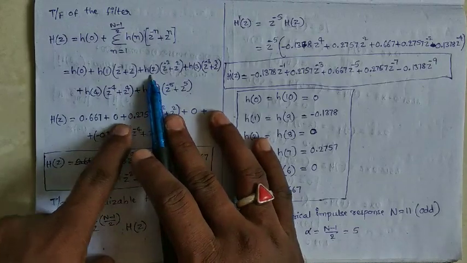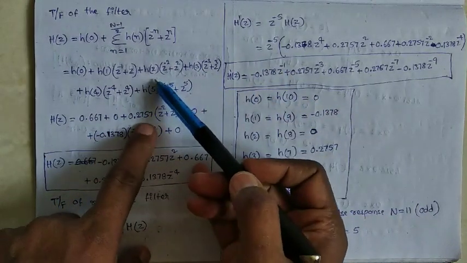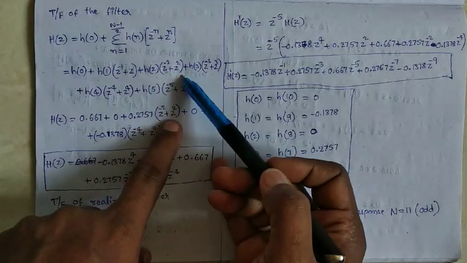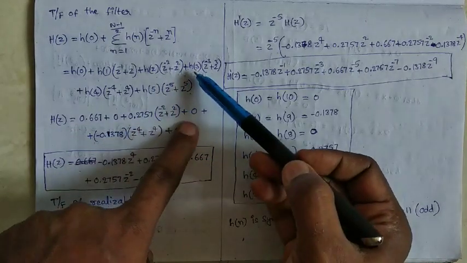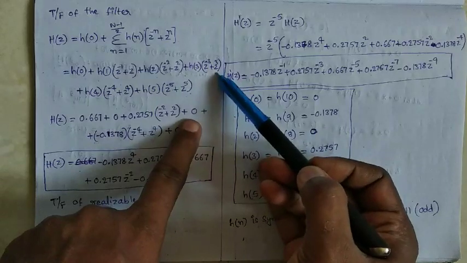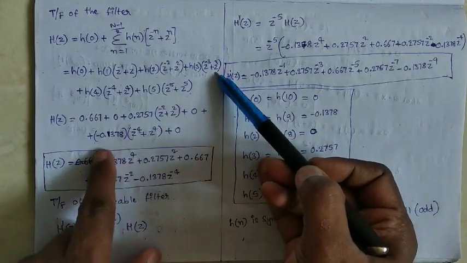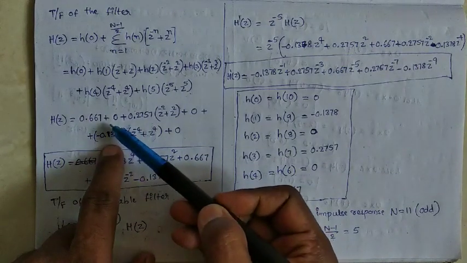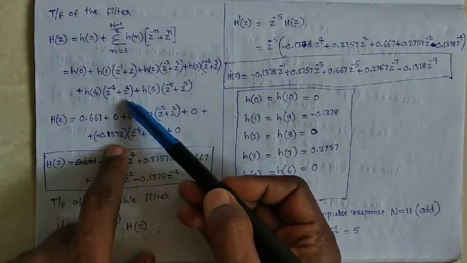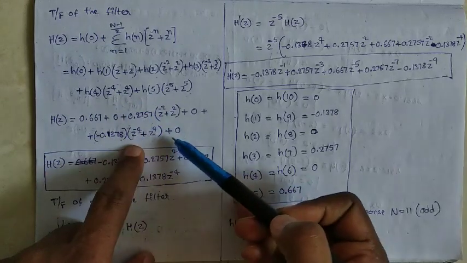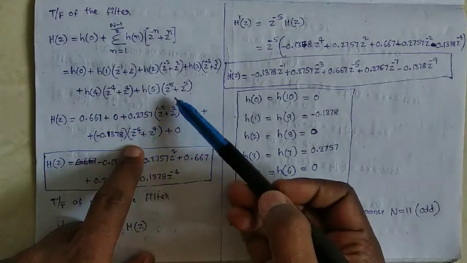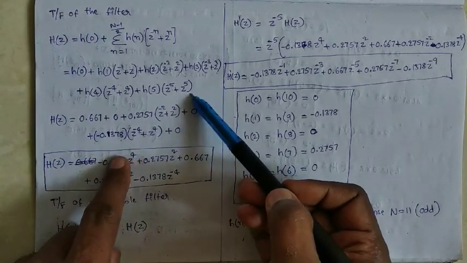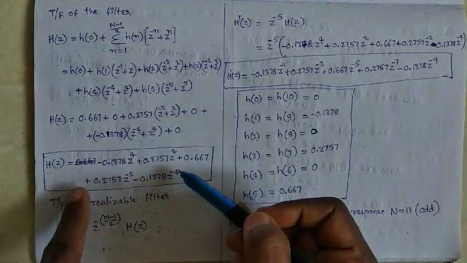Plus h(2) value is 0.2757 into z^-2 + z^2, plus h(3) is 0, so 0 into this term is 0. Plus h(4) value is minus 0.1378 into z^-4 + z^4. Plus h(5) value is also 0, so 0 into this term is 0. This is H(z).